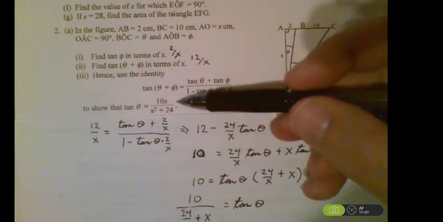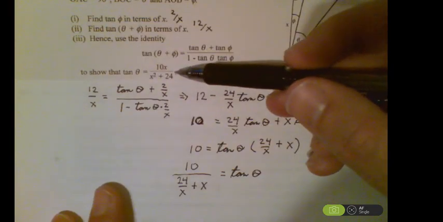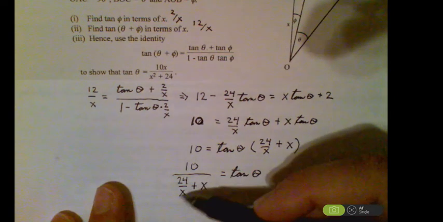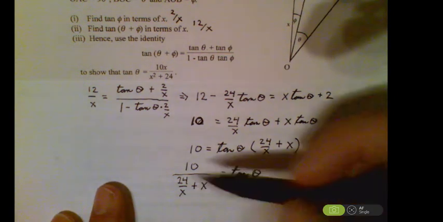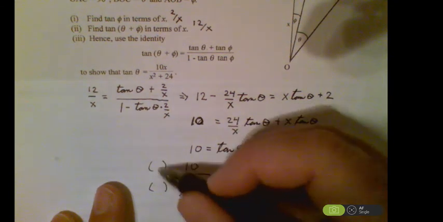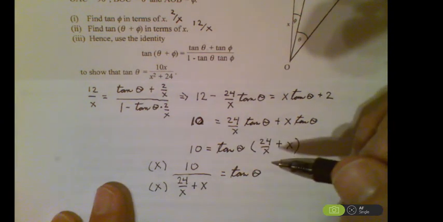And we were kind of shooting for this look here, so I'm almost there. It doesn't quite look like that just yet. So in this case, obviously with a denominator of x, if I just multiply the top and the bottom by x, that should do it for us.